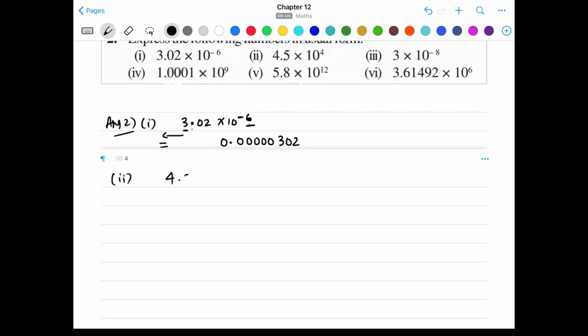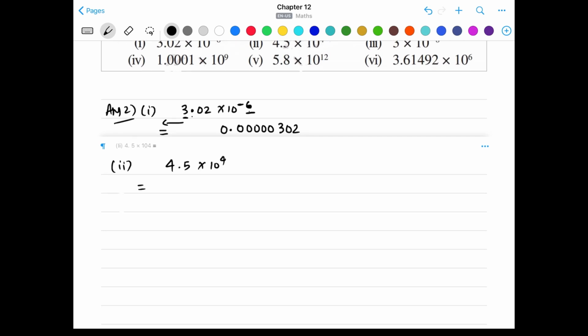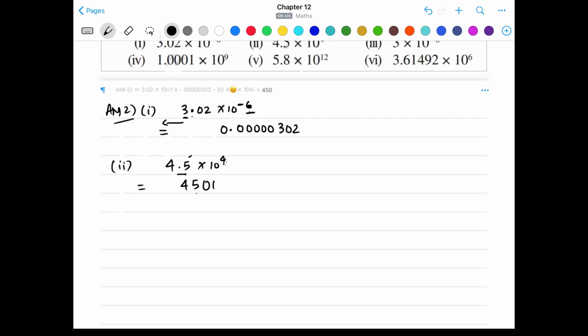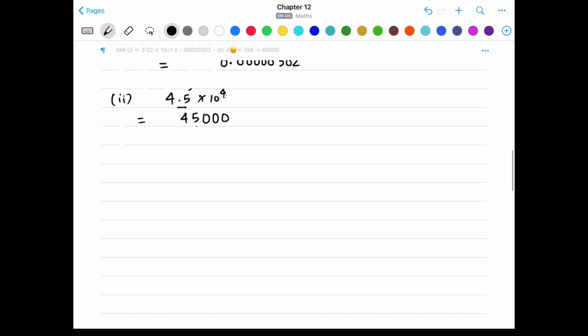Similarly, the second one is 4.5 times 10 raised to power 4. As you can see, 10 raised to power plus 4 means that number used to be a large number. That means we are going to add zeros toward the right-hand side. We already have one digit after the decimal, so we are going to write 3 more zeros. So it will be 4 5, and then 3 zeros, 1, 2, and 3. So that's the answer for this one, that is 45,000.